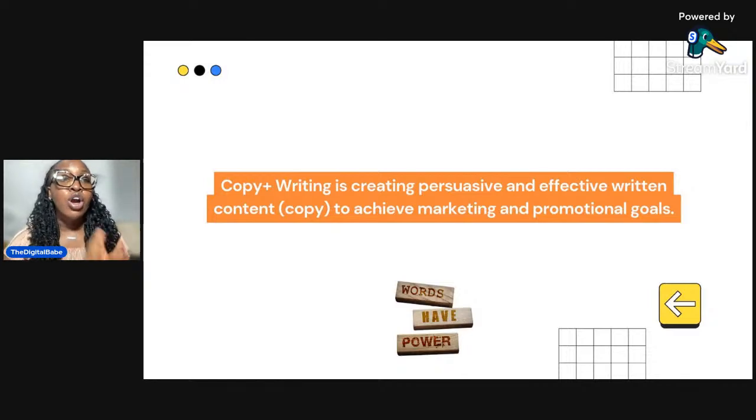Now, a copy is a written content for advertisement and marketing purposes. Now, copy plus writing, if you merge them all together, copywriting is creating persuasive and effective written content to achieve marketing and promotional goals.